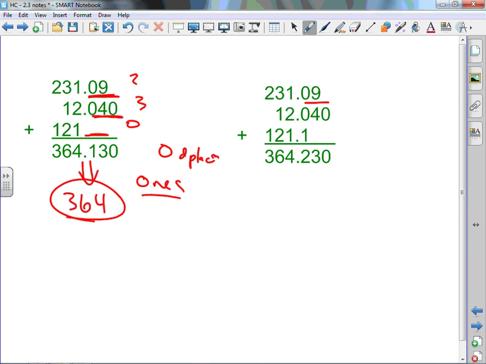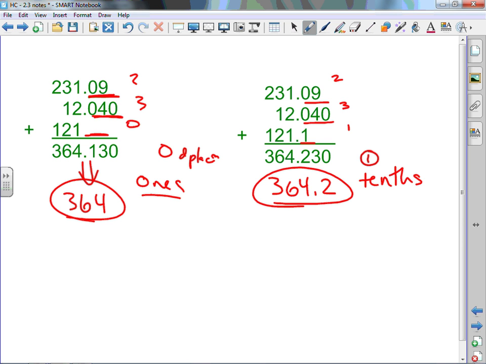In the other example, 2 significant figures in the decimal places, 3 in the decimal places, 1 in the decimal places. Therefore, our final answer can get 1. So we are going to now round to the nearest tenths. So 364.230 becomes 364.2. So that's how we add or subtract. I know both those are addition examples, but subtracting is the same way.